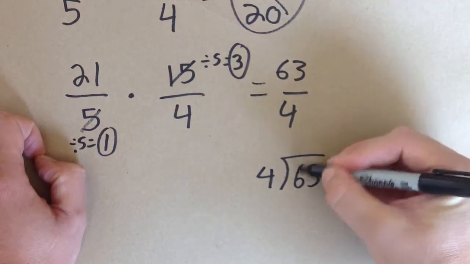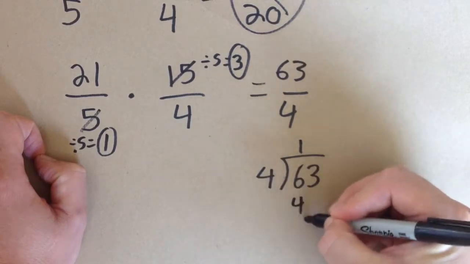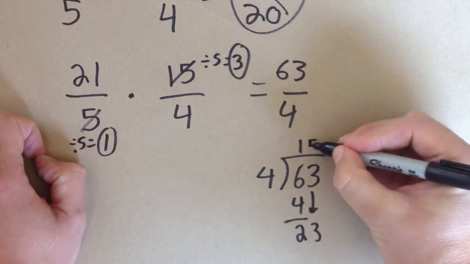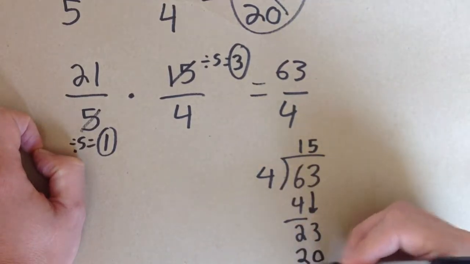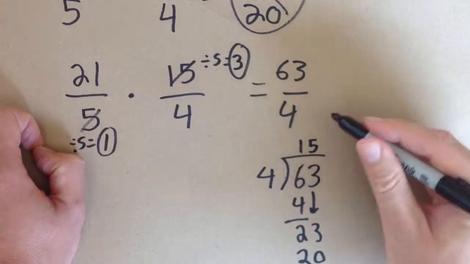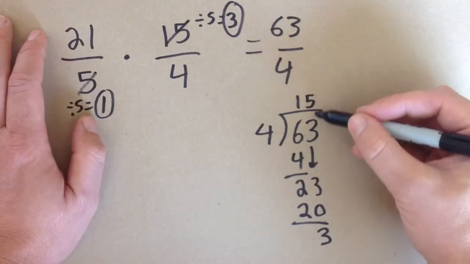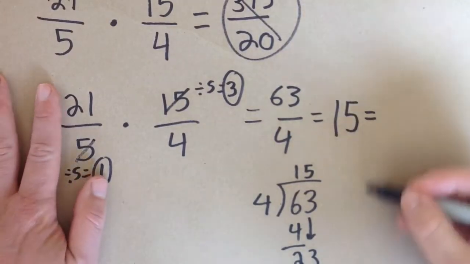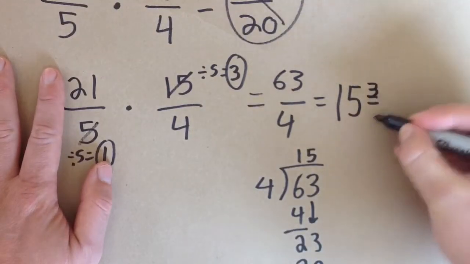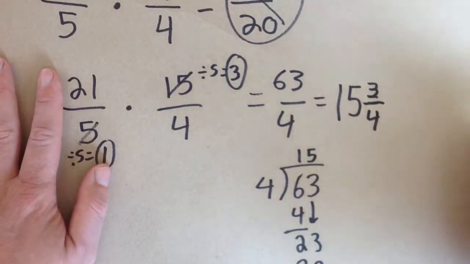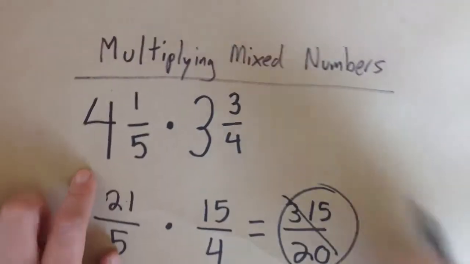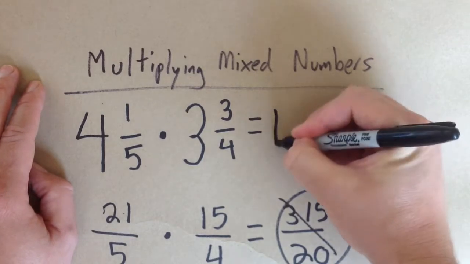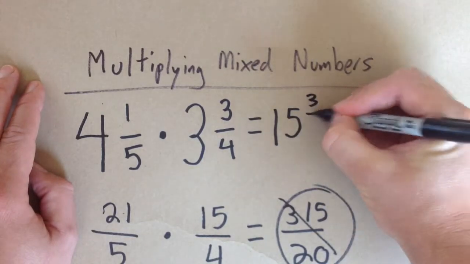4 goes into 6 one time, so that gives me a remainder of 2. Drop down the 3. 4 goes into 23 5 times. 5 times 4 is 20, with a remainder of 3. That means, since 4 goes into 63 15 times, I have 15 wholes and 3 fourths. So 15 and 3/4. That means that 4 and 1/5 times 3 and 3/4 is 15 and 3/4.